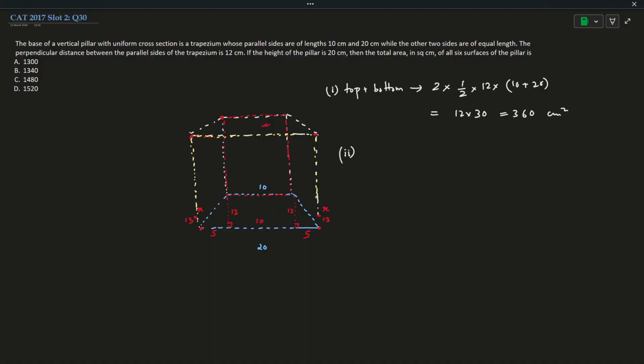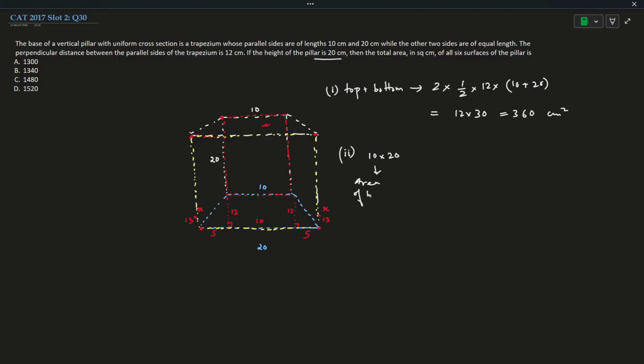So these are basically rectangles. The area of a rectangle is length into breadth. So what is the length? This is basically 10, and we are told that the height of the pillar is 20 centimeter. That means this is 20. So 10 into 20 will give me the area of the back side.